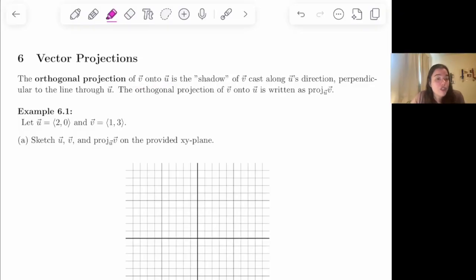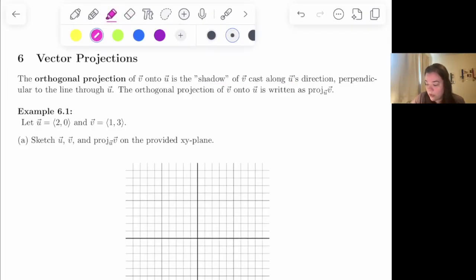The orthogonal projection of vector V onto vector U is the shadow, it's the way I think of it, that V casts onto vector U perpendicular to the line through U. Kind of hard to say, and that's why I'm going to teach this to you in pictures.